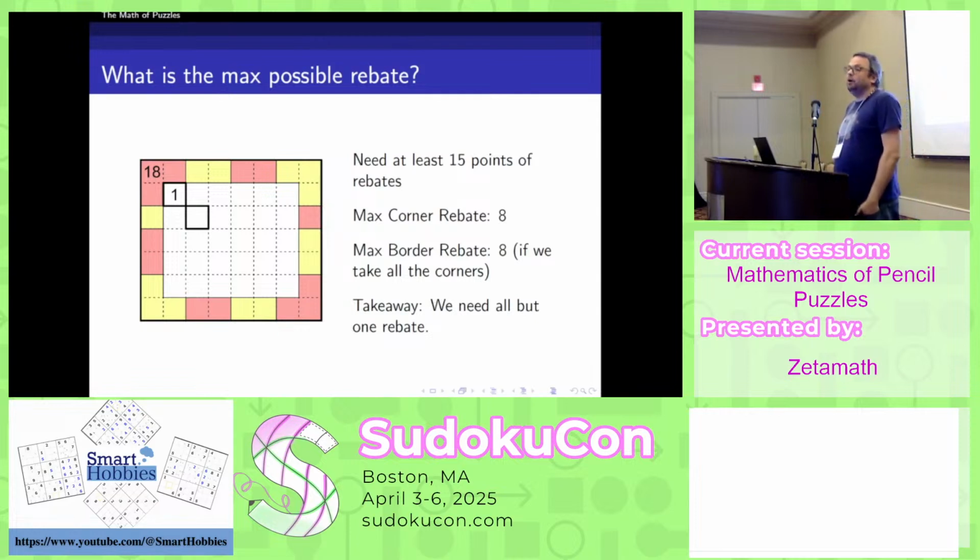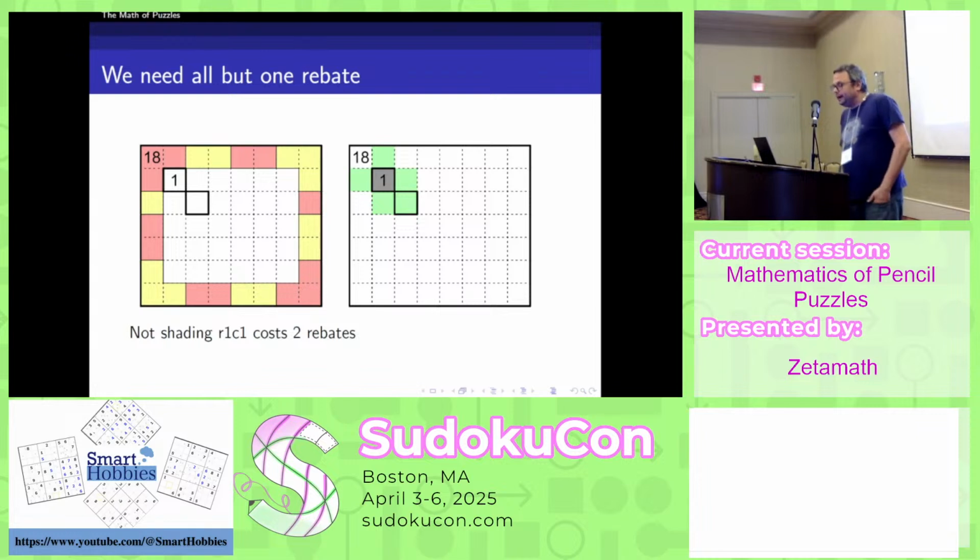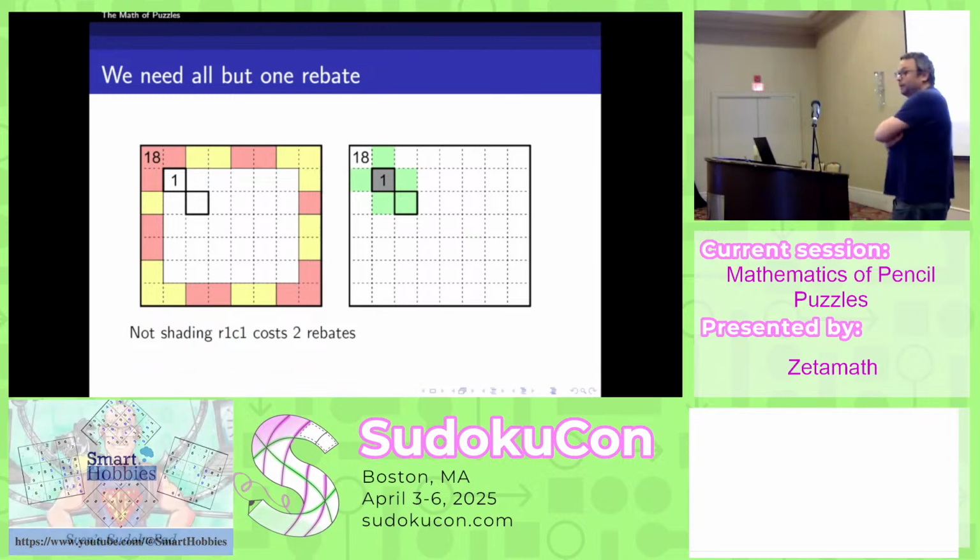So we need to get all but 1 rebate. Okay. And so this is how penalty theory puzzles usually work. You usually end up figuring out that, in fact, you need to spend that 1 extra rebate, and then we'll get back to where we were before.